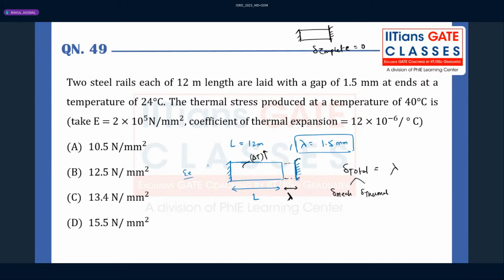Mechanical deformation happens because when the bar tries to hit the right support, the support says go back, and it offers some kind of reaction force. Because of this reaction force, some mechanical deformation will happen. Thermal deformation, everyone knows, is alpha into delta T into L, where alpha is the coefficient of thermal expansion, which is given in the question.